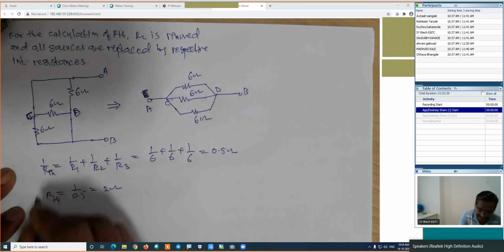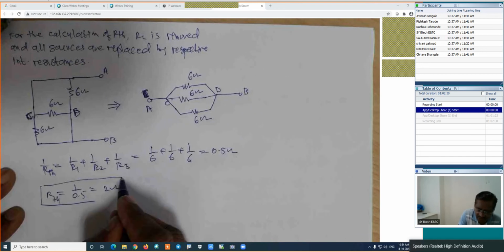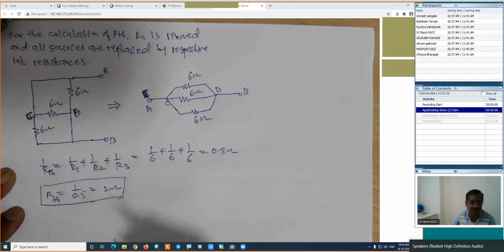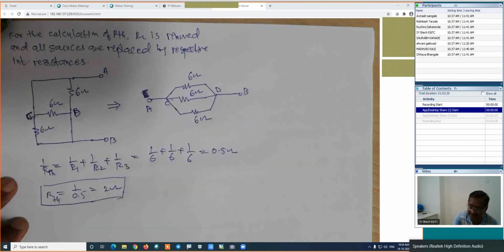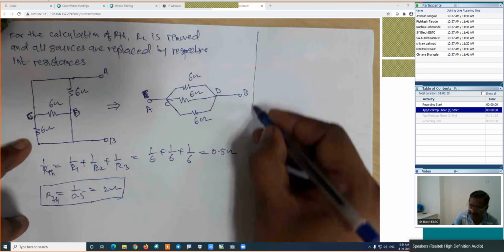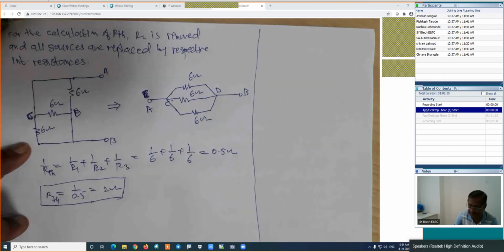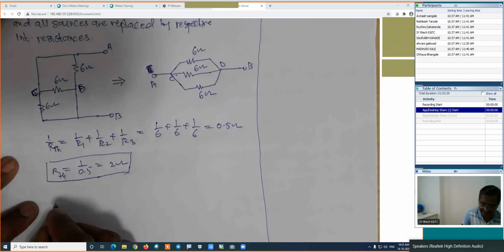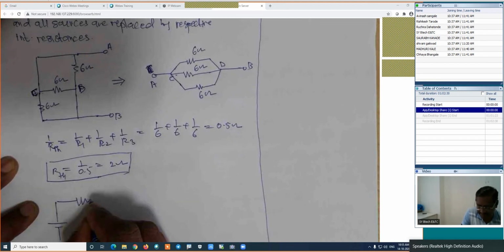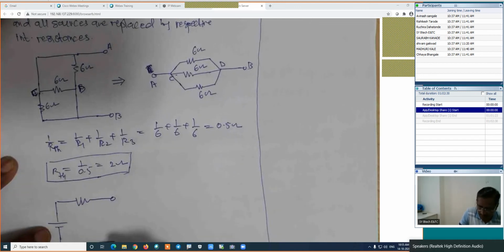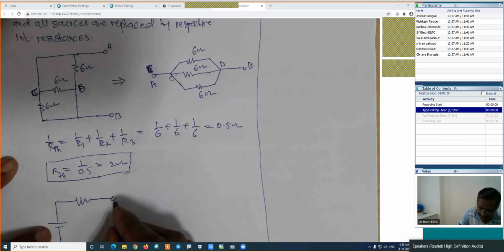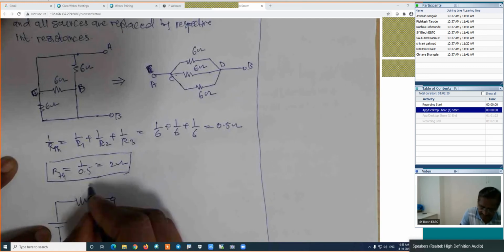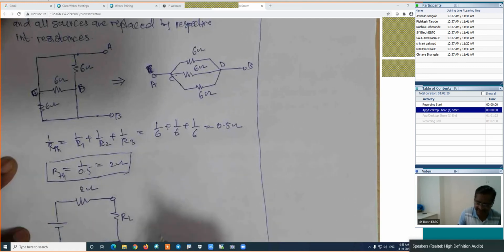Is it right? Now, if we know the VTH and RTH, then this complicated network will be replaced by the Thevenin's equivalent network, and then we will apply the maximum power transfer theorem. You see here, first I will draw the Thevenin's equivalent network. In this case, this is the Thevenin's equivalent network, and load resistance is RL. And we are interested in the calculation of this value of RL. This is 2 ohm.